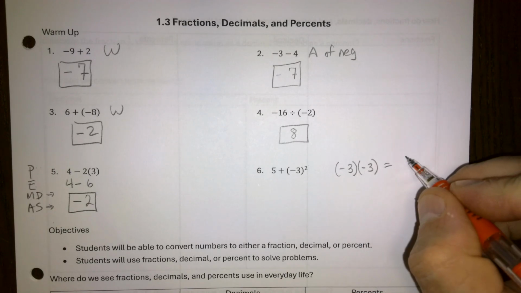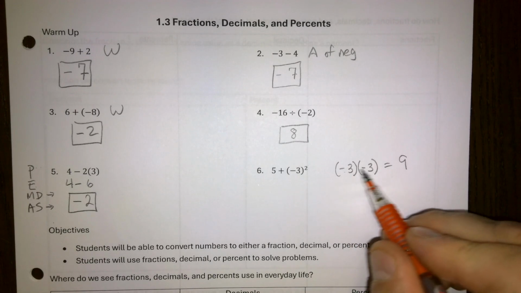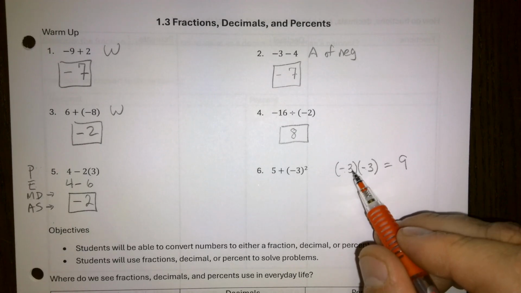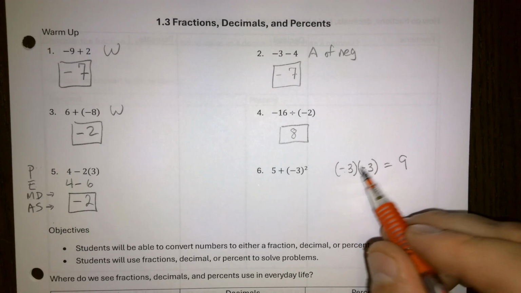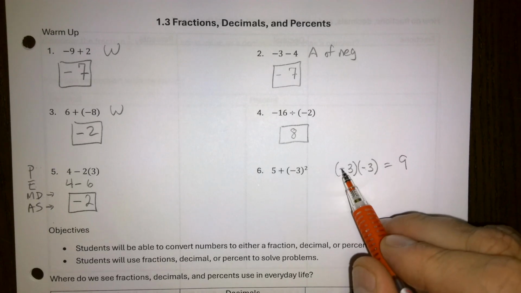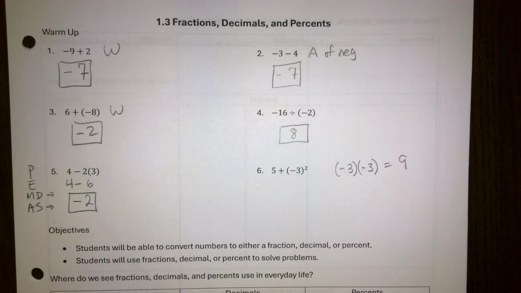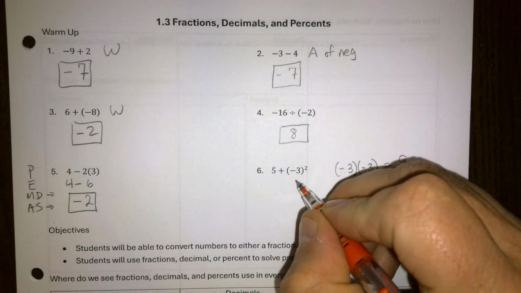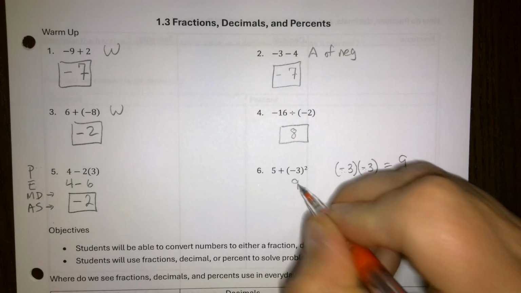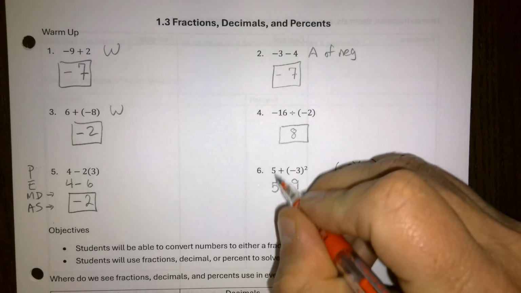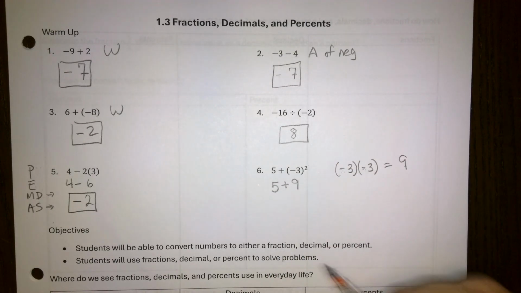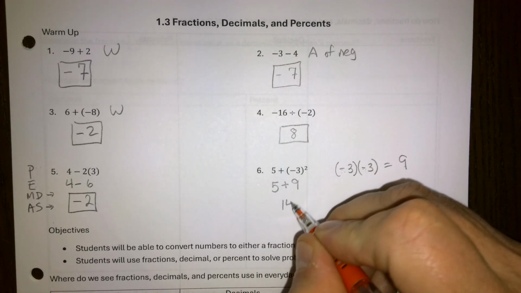3 times 3 is 9. And a negative times a negative, well, that's a pair of negatives, right? The rule for multiplication is negatives cancel in pairs. Since there are 2 of them, they cancel. So positive 9 is the result. We're going to replace negative 3 squared with 9, and we'll bring down the 5 and the plus. Now we just do 5 plus 9, which is 14.